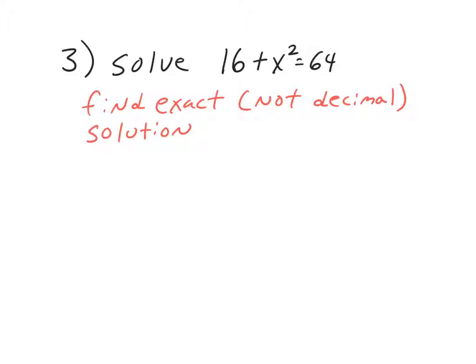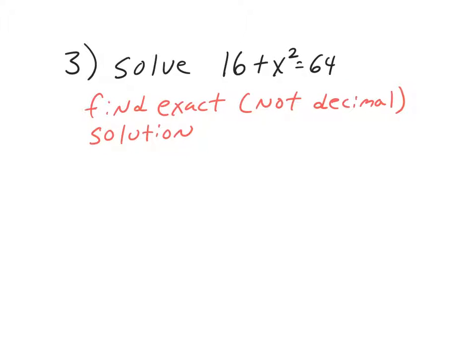On number 3, it's asking us to solve 16 plus x squared is equal to 64, and it's saying find an exact, not a decimal solution. So to do this, we do it like we did on number 2. First we have to solve for x, at least that far, and then we can simplify it.